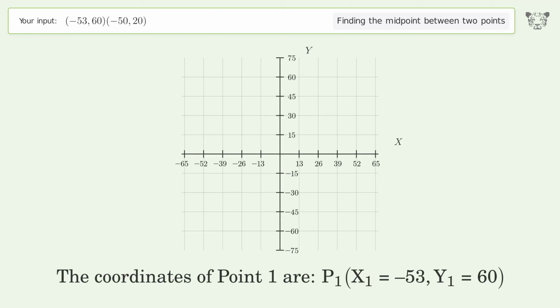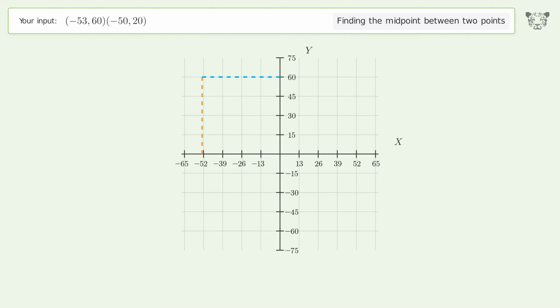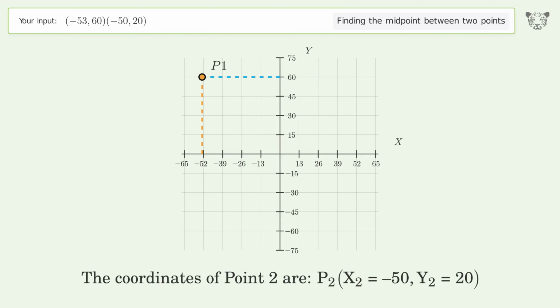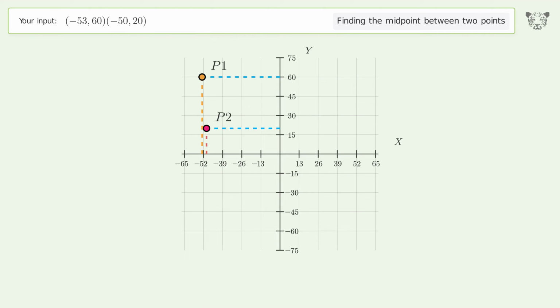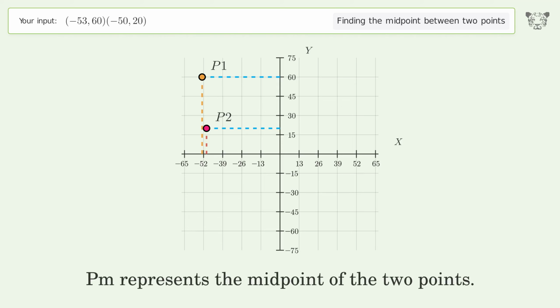The coordinates of point 1 are, x1 equals negative 53, y1 equals 60. The coordinates of point 2 are, x2 equals negative 50, y2 equals 20. PM represents the midpoint of the 2 points.